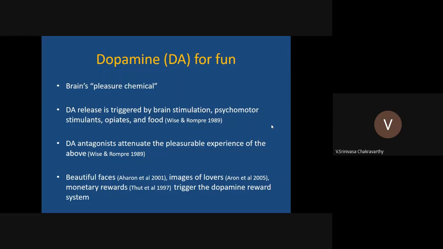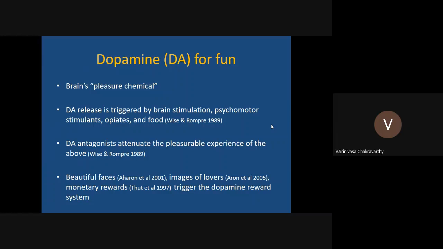Contrarily, if you give drugs which counteract the effect of dopamine, like dopamine antagonists, such chemicals attenuate the pleasurable experience. Whatever pleasure you have had because of dopamine release will simply vanish and evaporate if you also take a dopamine antagonist, another drug which will counteract dopamine. So basically, your happiness is all just a bunch of chemistry.